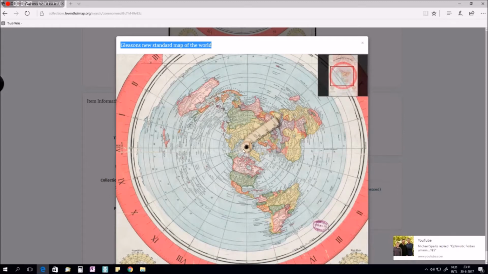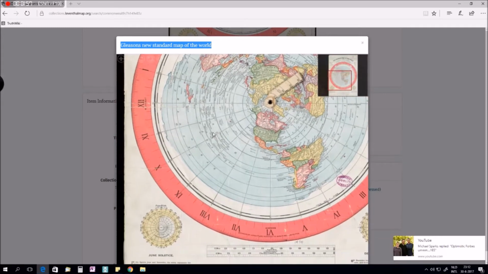And the other one which makes it a very interesting map is that Gleason divided the path of the sun and these lines here in 24 bits. So every line represents an hour. The time between two lines is an hour, the time the sun takes to go round. And that is interesting.